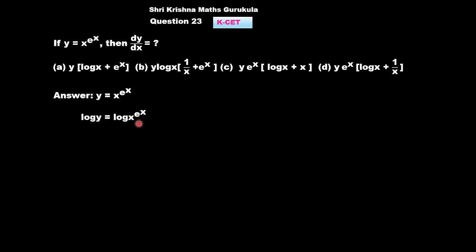Now we know a property of logarithms: log a to the power b is equal to b log a. So as per the property, we will write log y is equal to e to the power x into log x. Now to differentiate, we have to apply the product rule to the RHS.